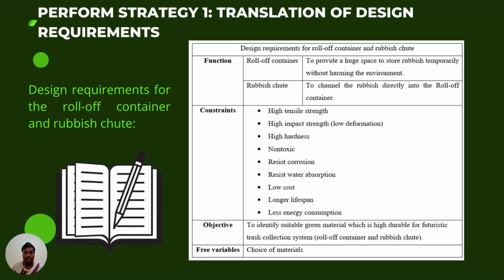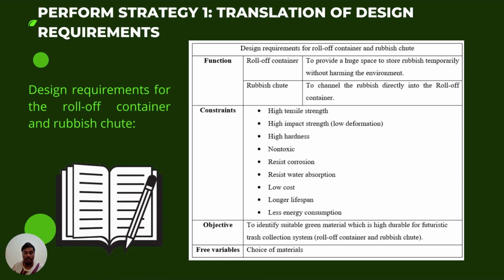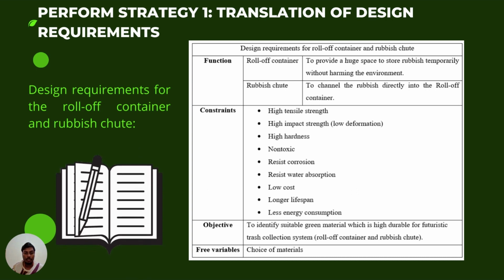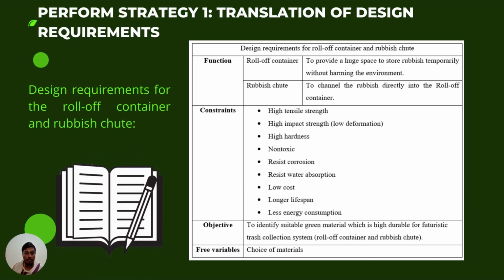Strategy 1 to perform this material selection is translation of design requirements. This part covers the design requirements for the roll-off container and the rubbish chute. As we can see here, the function of the roll-off container is to provide a huge space to store the rubbish temporarily without harming the environment.